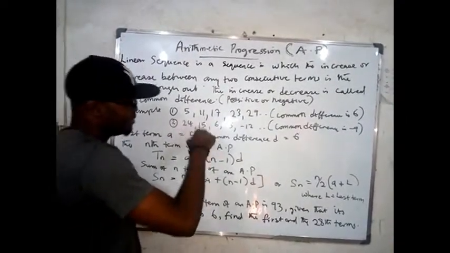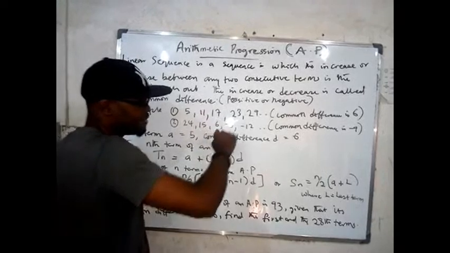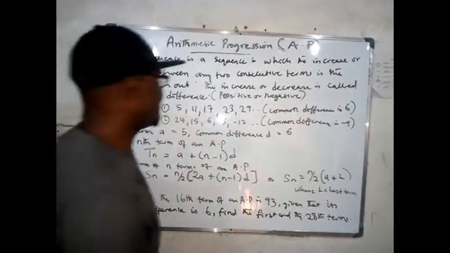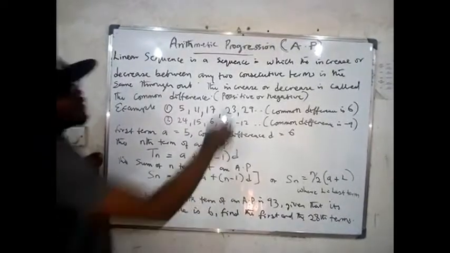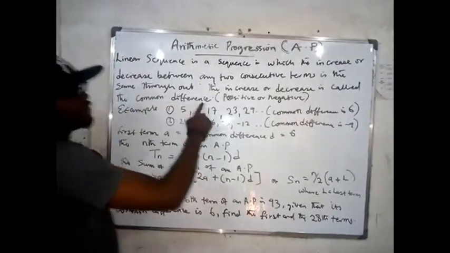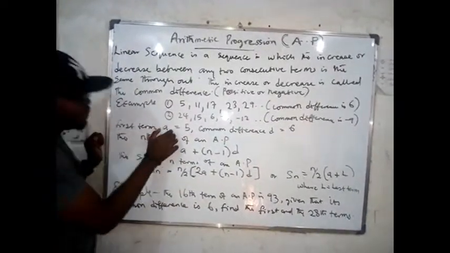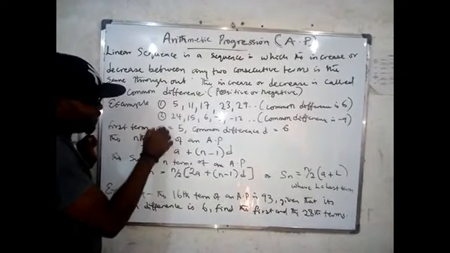24 minus 9, 15. 15 minus 9, 6. 6 minus 9, minus 3. Minus 3 minus 9, minus 12. Is that clear? Now, the increase or decrease is called the common difference, and it can be positive or what? Negative. The first term of an AP, A, is represented with the alphabet what? A.